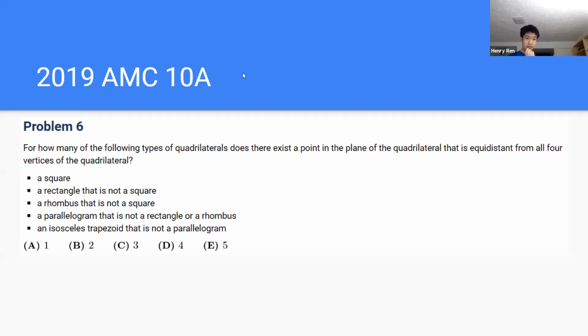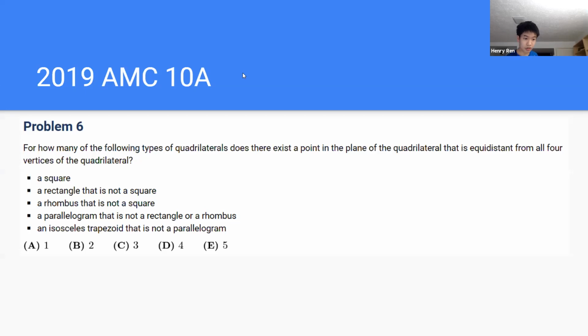Oh, this is basically asking, when you draw the diagonals of a quadrilateral, do they A, bisect each other, and B, have all four of those little half diagonals equal to each other?